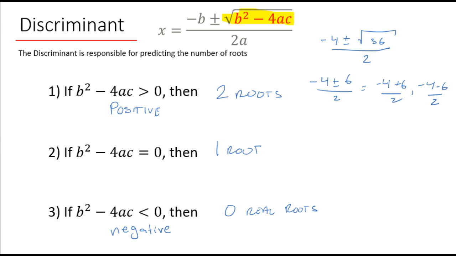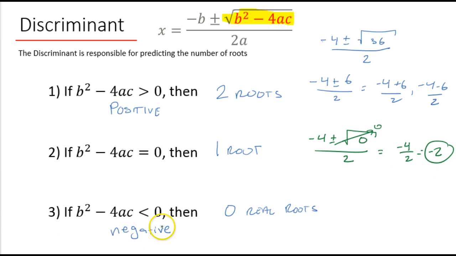Now let's look at a scenario when the discriminant is equal to 0. Let's say, for example, negative 4 plus or minus, and my discriminant is 0, over 2. Well, the square root of 0 is 0, so we're really just left with negative 4 over 2, which is just negative 2. We get 1 root.